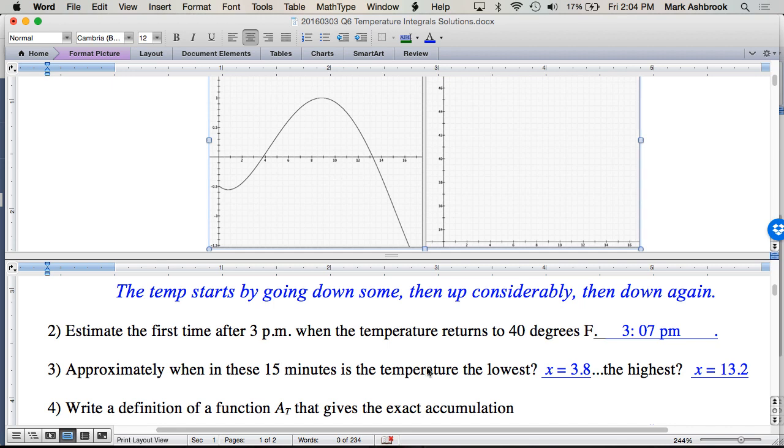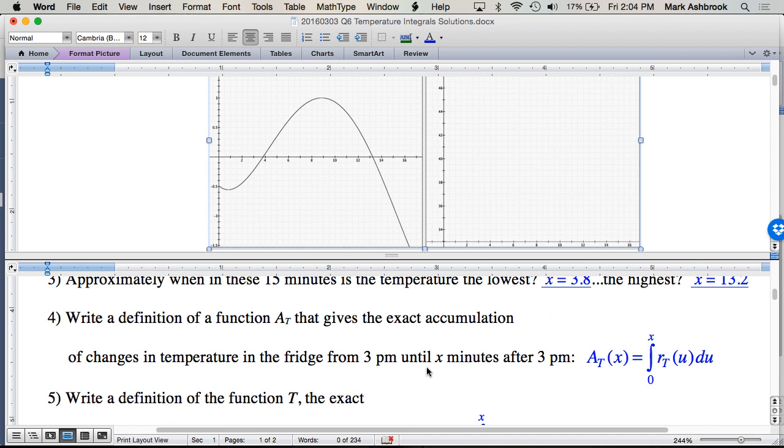Okay. So now we want a definition for A sub t, the exact accumulation of changes in temperature, or net accumulation, starting from 3 until x minutes after 3. So here's what I came up with. A sub t of x is the integral, right? That's our big conclusion at the end of last class. The integral from 0 to x of this particular rate, our constant rate.